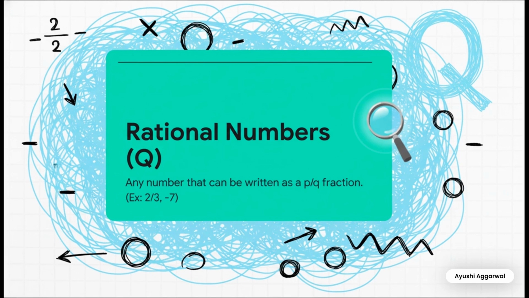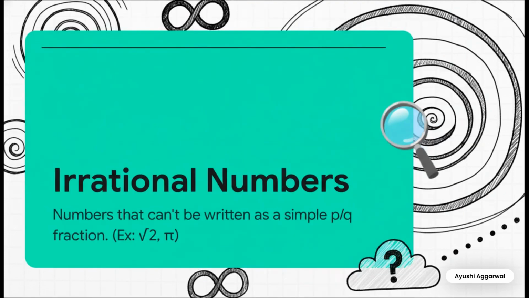Now let's make the family a little bigger. Rational numbers are all those numbers that we can write in the form of p by q, basically, as a fraction. This includes negative numbers, like -7, and, of course, fractions, like 2 by 3. The bottom line is, if you can turn it into a fraction, it's rational. And now, let's meet the slightly more mysterious members of the number world, irrational numbers. These are the numbers that we just can't write as a simple fraction. Their decimal value just goes on and on and on without ever repeating. The most famous example of this is, of course, pi.